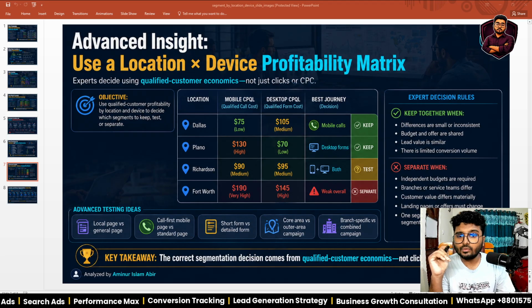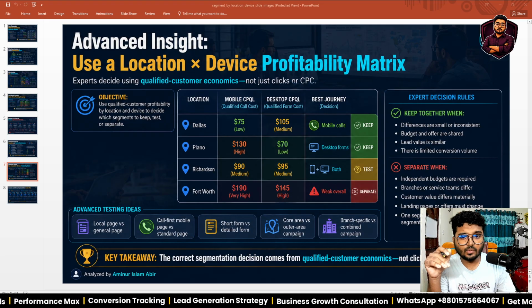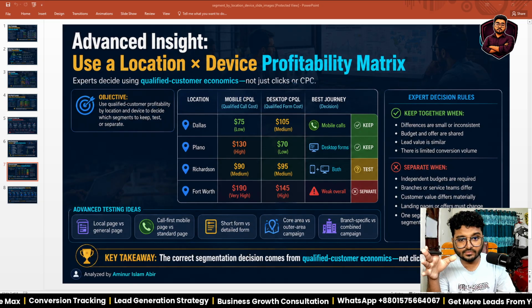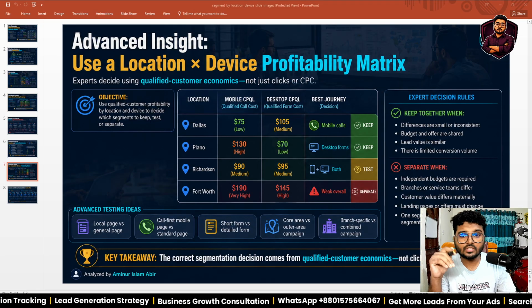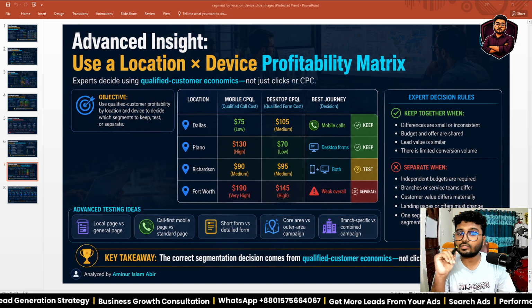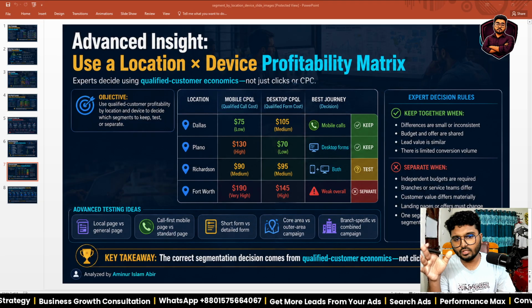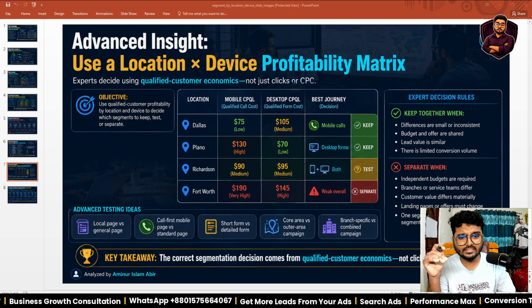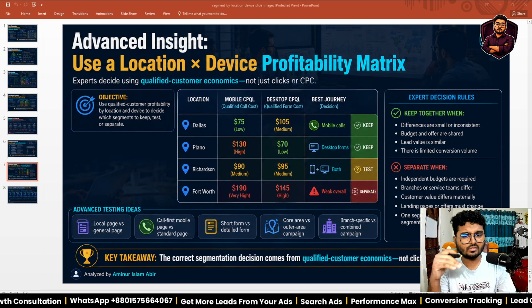Useful tests may include a local page versus a general page, a call-first mobile experience versus a standard page, a short form versus a detailed form, or a core area campaign versus an outer area campaign. Make structural decisions using qualified customer economics, not clicks, CPC, or raw lead volume. The metrics help identify whether the segment should be kept, tested, or separated.